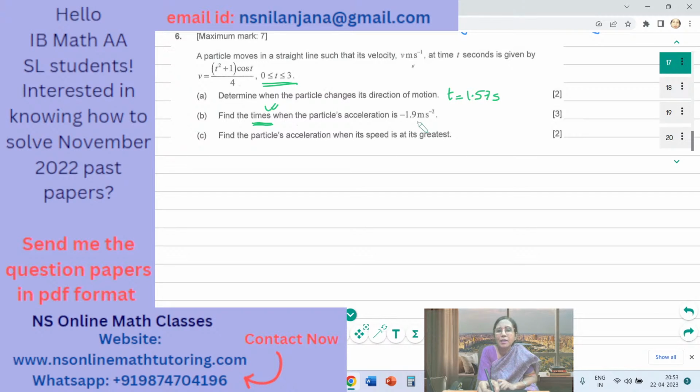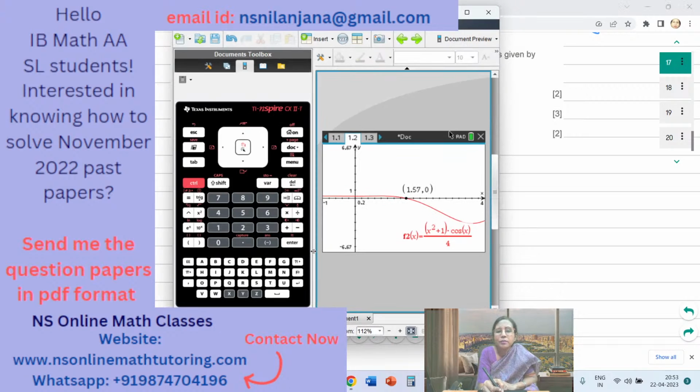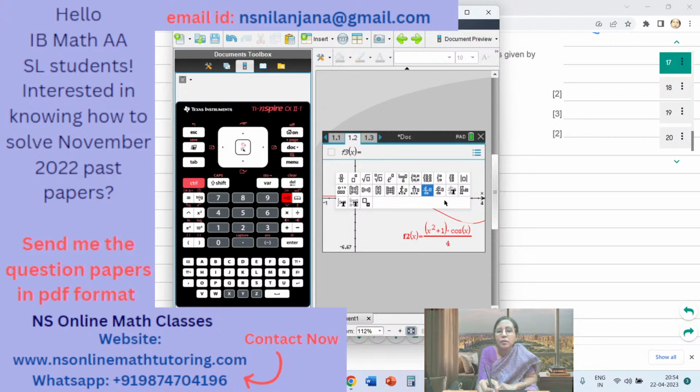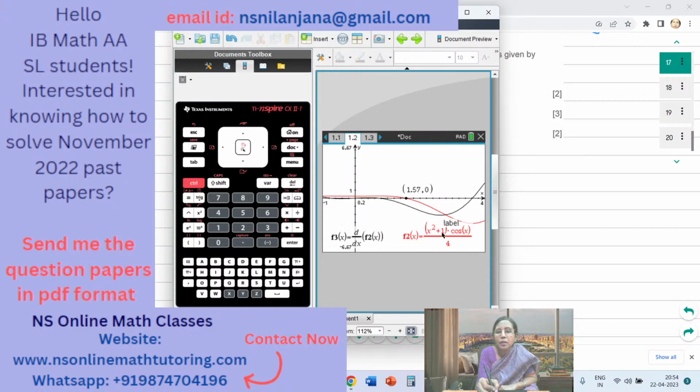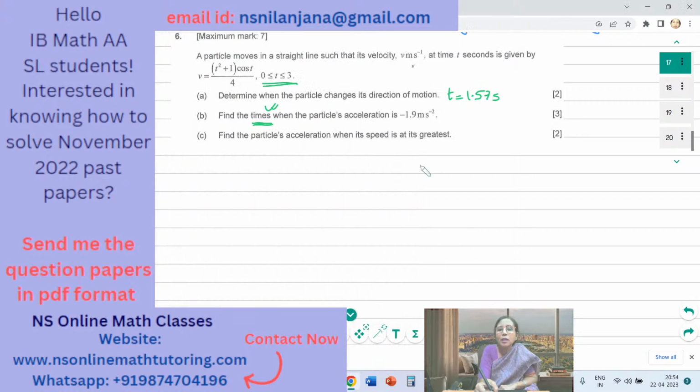So let us get the acceleration graph first of all. For that, I have to draw another graph. Since we get acceleration from velocity, I'll be taking f2, the derivative. Let us stay over there. They're asking negative 1.9 meters per second squared.